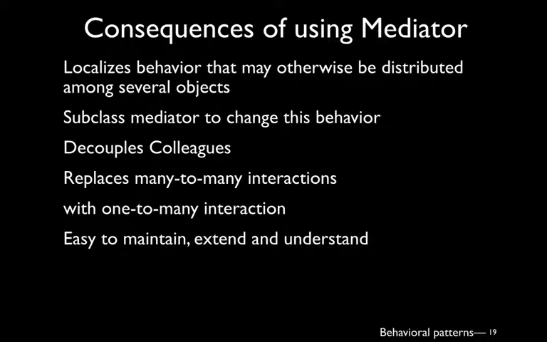It decouples the colleagues. Tire doesn't know the hub, tire doesn't know the spoke, and hub doesn't know the spoke, so that's a decoupling. It replaces n squared with n relationship. It replaces many-to-many interaction with one-to-many interaction. And finally, it's easy to maintain, extend, and understand this code because we have reduced coupling. We have not eliminated coupling entirely, but we have greatly reduced it.